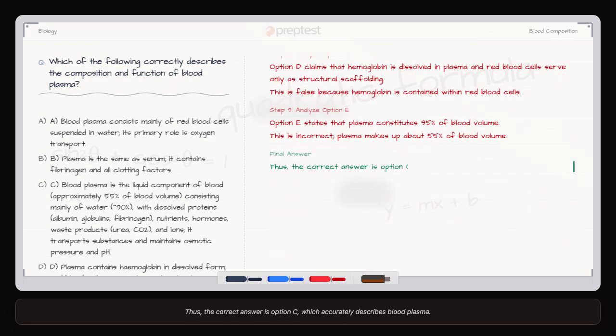Thus, the correct answer is option C, which accurately describes blood plasma.